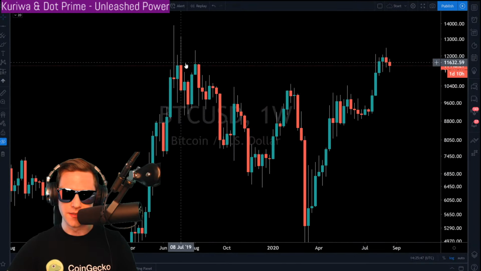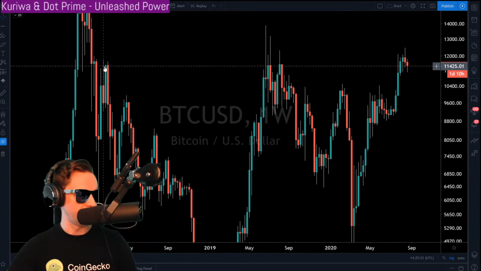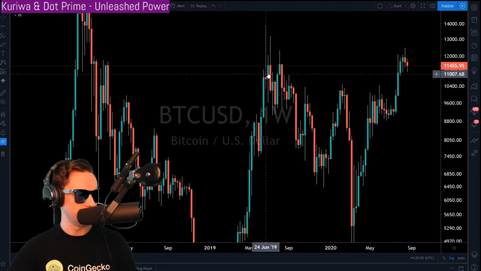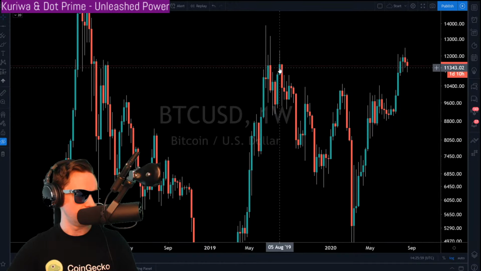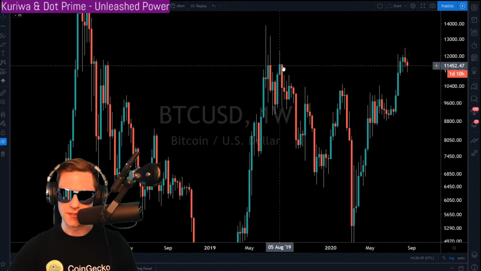On the weekly, we had that similar action. We can see, as evidenced here, February and March of 2018, July 2019, and late July, early August. We see an inability for price to close a weekly above these levels 1, 2, 3 times.